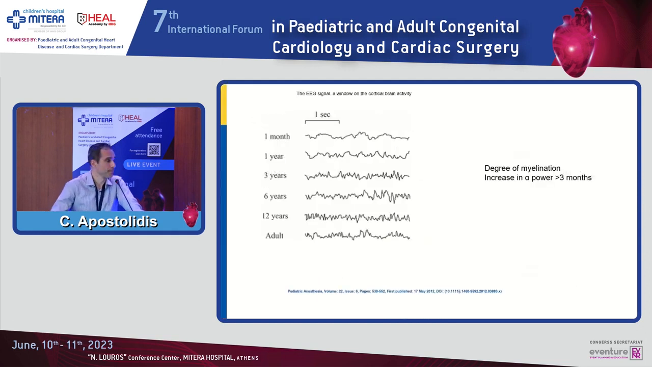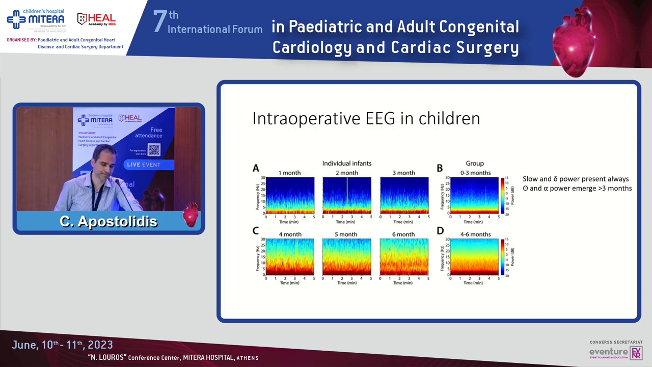And what happens to our young patients? Young patients less than 4 months of age have no myelin sheaths, so there is no alpha power in the beginning of their life. If we have EEG monitoring of these babies, then you see a complete absence of alpha power up until the 4th month of age.